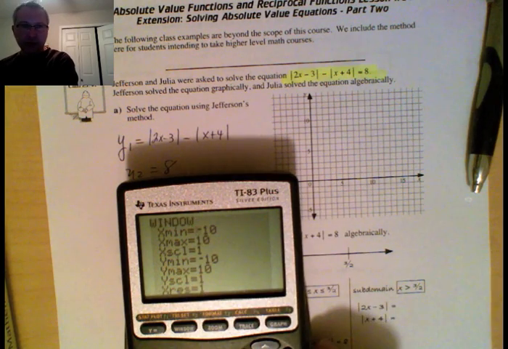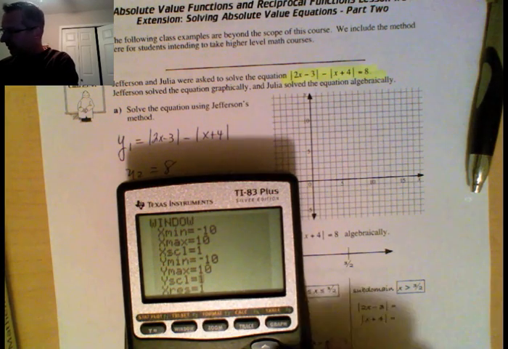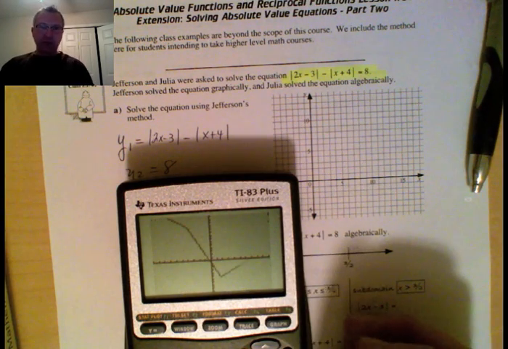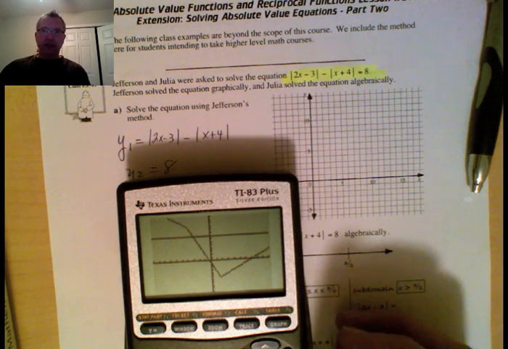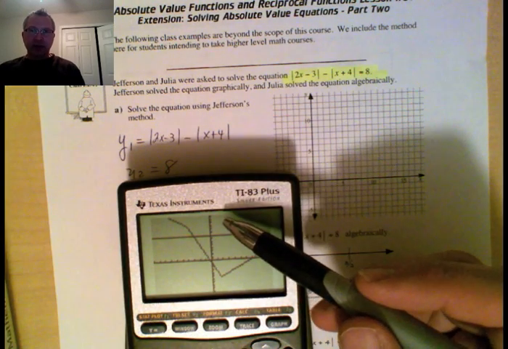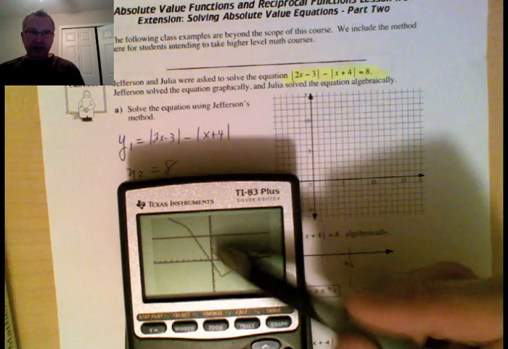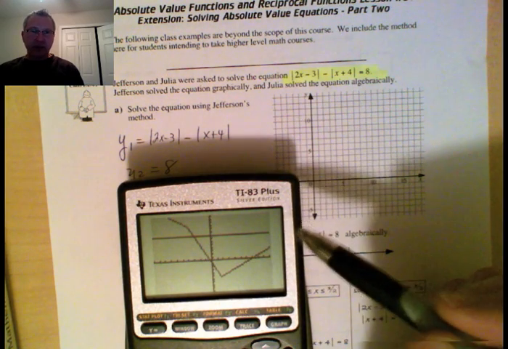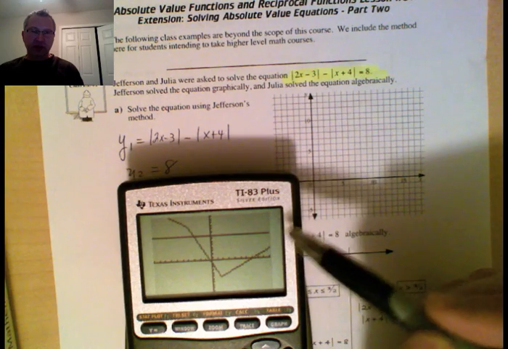I'm going to change my window settings. I'm going to make my y max 14, just so it's a little bit higher so that my point of intersection isn't way up at the top of my screen. The other thing I need to note is that it appears this absolute value graph is going to go up and that we're going to have a point of intersection over here on the right somewhere.